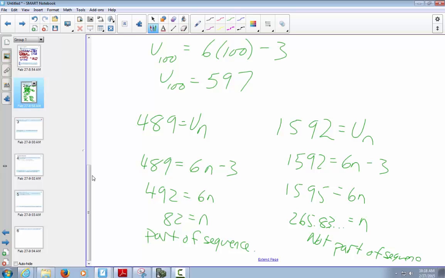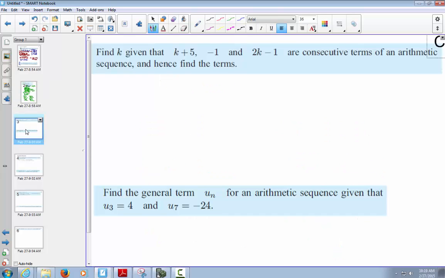We're going to make use of the arithmetic sequences, figure out how they work, how they don't. And are we going to do that now? Yep. This video is getting really long. Find k given that k plus 5, minus 1, and 2k minus 1 are consecutive terms of an arithmetic sequence. And hence, find the terms. So we have k plus 5, negative 1, and then we have 2k minus 1.